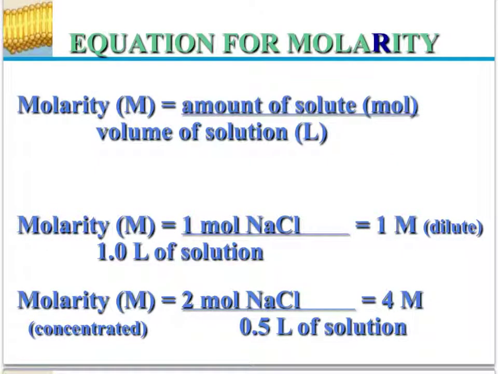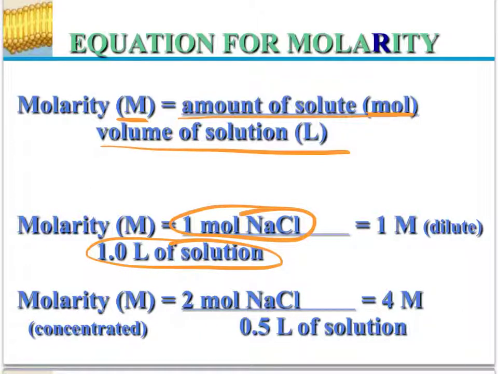The equation for molarity is the amount of solute in moles divided by the volume of solution in liters. So molarity, big M, is equal to the amount of solute in moles divided by the volume of solution in liters. So in order to make a 1 molar solution of NaCl, you'd take 1 mole of NaCl and add water, so you'd get 1 liter of solution. 1 divided by 1 gives you a 1 molar solution.